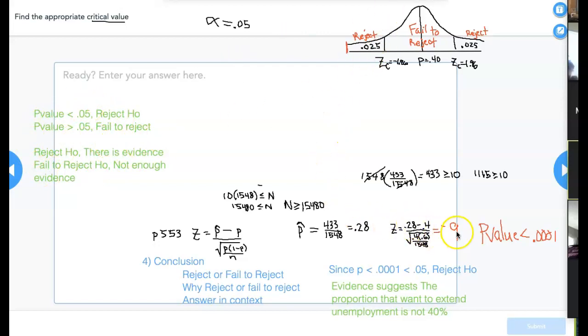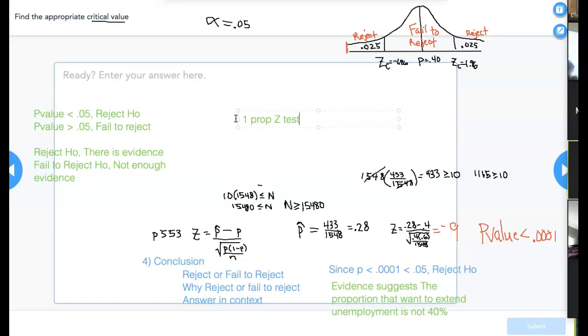How about this z-score of -9? We didn't know what the p-value was. The only real way to find that on the calculation is to do a test on our calculator. So let's get into the calculator. Let's do a one prop z-test on the calculator.